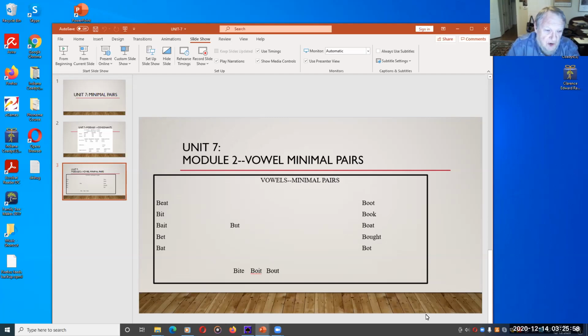Many languages have only 5 vowels. English is blessed with 14. So this is a good chart for you to try to memorize if you want to remember what the phoneme vowels of English are. And this brings us to the end of Unit 7.